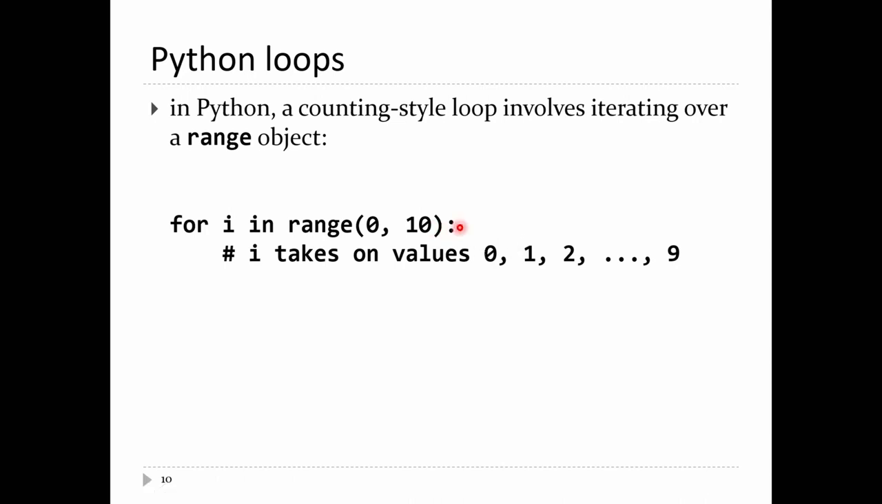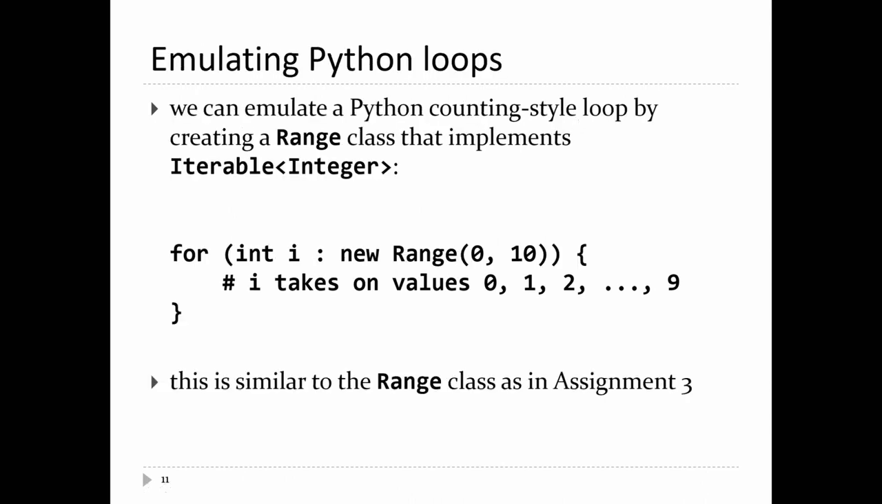Now, if you really like the Python syntax of writing a for loop, you can actually do this in Java. You just have to make your own class that represents a range, and then have range implement iterable. And so in Java, if you really wanted to do this, you could write something like for int i in a new range from 0 to 10. Syntax is slightly different, but looks closer to Python than the regular counting style for loop in Java.